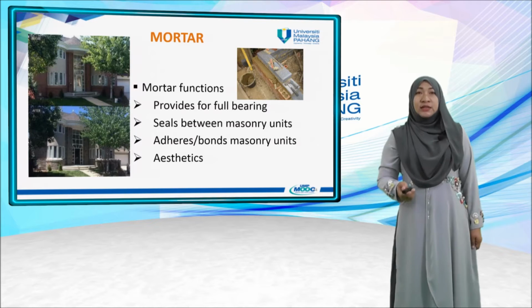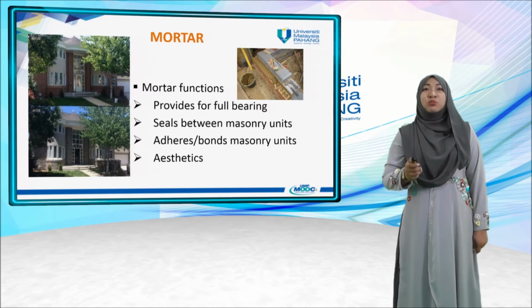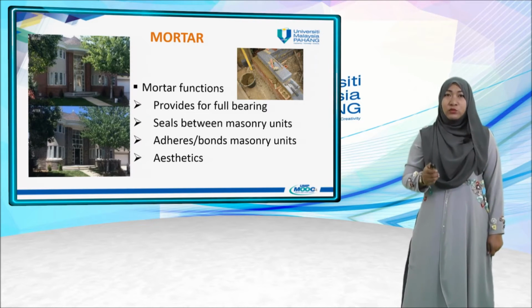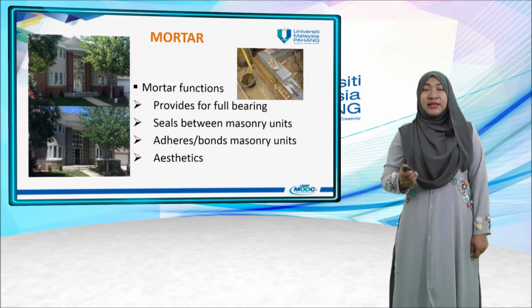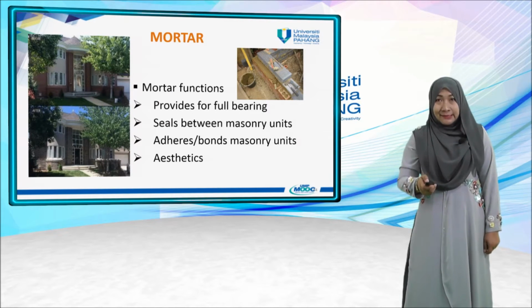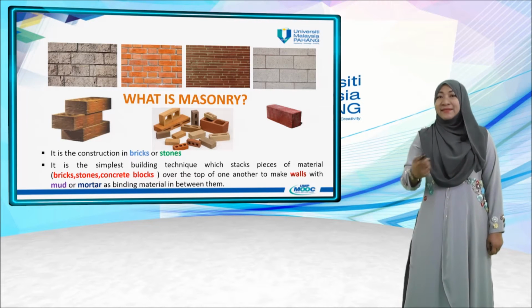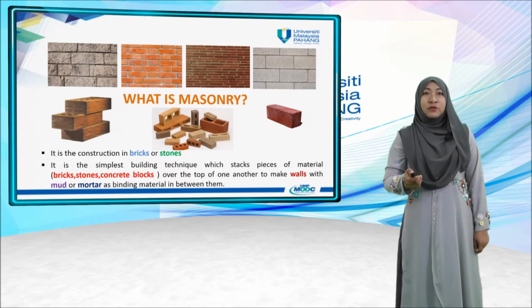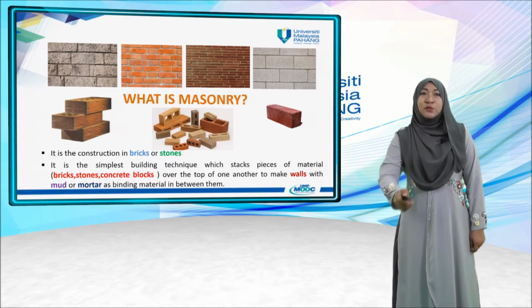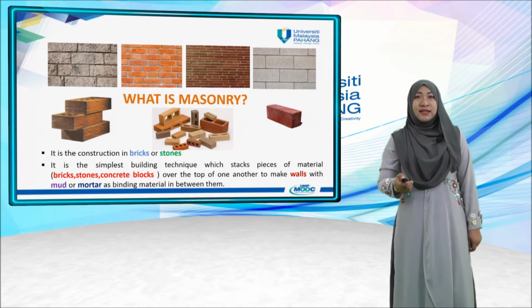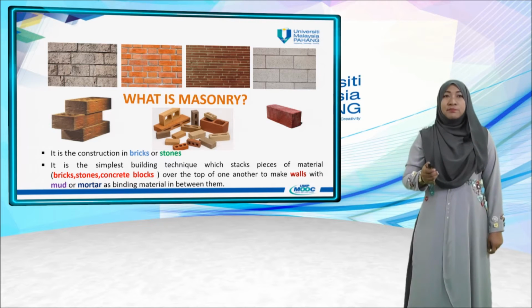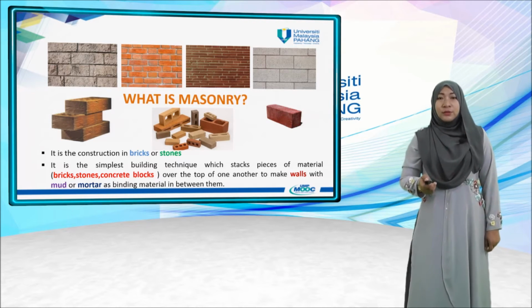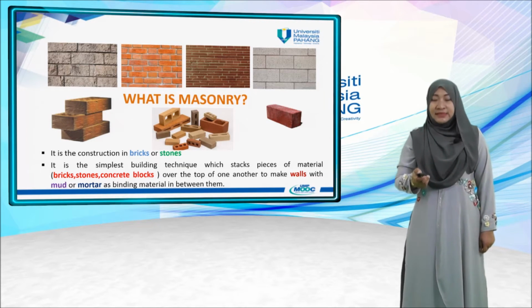The functions of mortar are to provide full bearing and seal between masonry units, and also mortar adheres or bonds masonry units, and it also serves as aesthetics. So what is masonry? Previously we defined masonry as the construction from bricks or stones. It is the simplest building technique, which stacks pieces of material, which is brick, stone or concrete blocks, over the top of one another to make a wall, with mud or mortar as a binding material in between them.